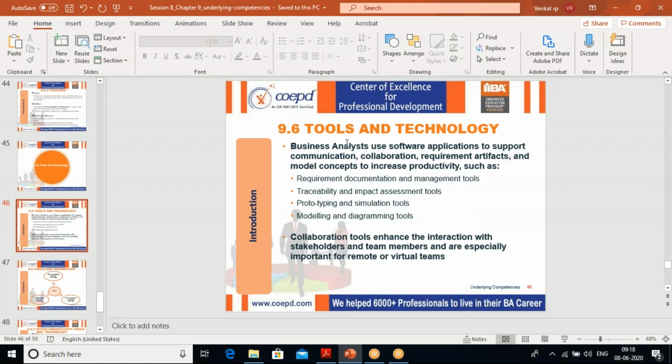Business analysts use software applications to support communications, collaboration, requirements, artifacts, and model concepts, to increase productivity, such as requirements documentation and management tools, traceability and impact assessment tools, prototyping and simulation tools, modeling and diagramming tools, and communication tools that enhance the interactions between the stakeholders and team members, and are especially important for remote or virtual teams. So we should be aware of the context in which we are going to contribute, in which you are going to actually work.